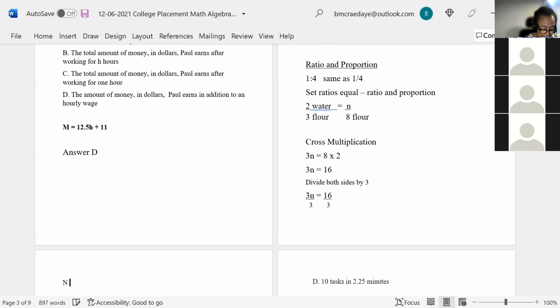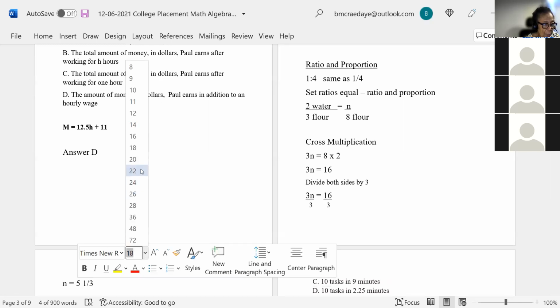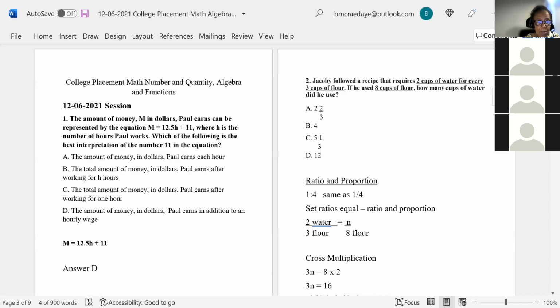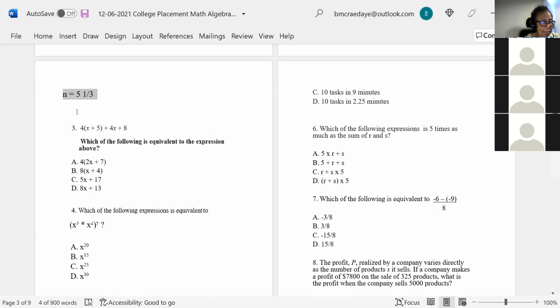Okay, I'm on the other side, equal 5 and 1/3, because it goes 5 times with a remainder of 1. What answer was that, Maureen? I can't see the answer. Okay, let's bring it up. 5 and 1/3 is C. Right, so that answer is C. Answer C. That's our answer.